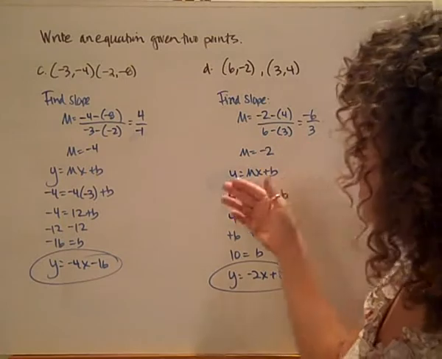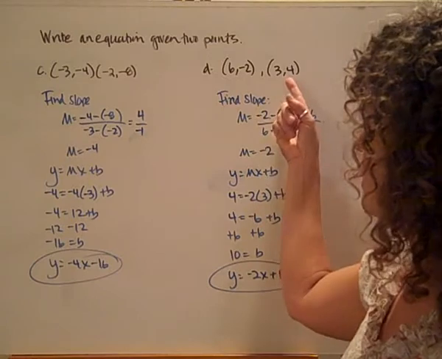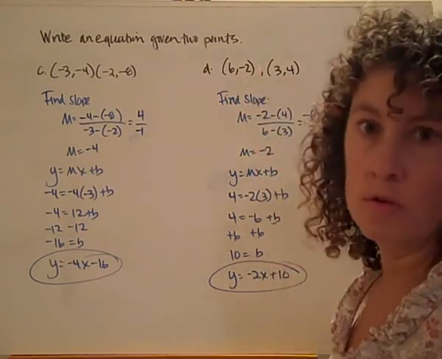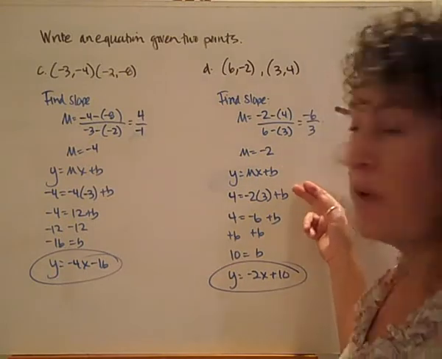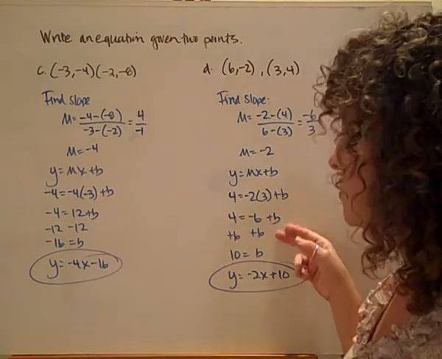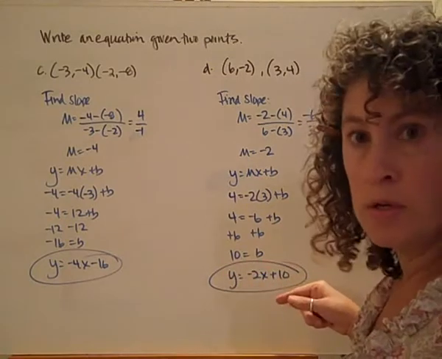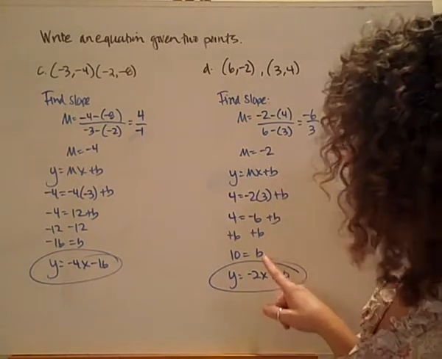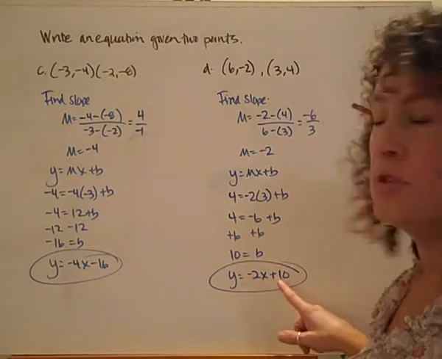I'm going to come down to my slope-intercept form here. I'm going to plug in one of my ordered pairs. I used the second ordered pair just because it was positives. I easily could have used the first ordered pair. I should have still come up with the same y-intercept. Plug those values in here. I solved my equation for b. I ended up with a y-intercept of 10. Go back to my slope-intercept form, plug in my slope that I found earlier, plug in my y-intercept that I found at the end here, and I end up with an equation y equals negative 2x plus 10.